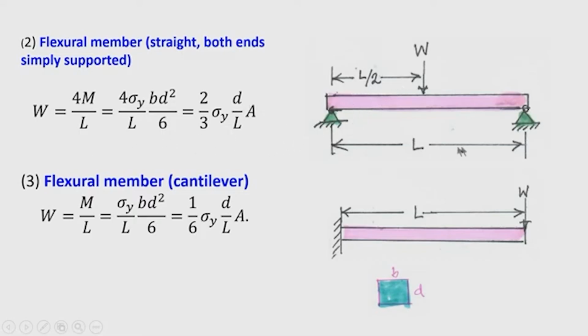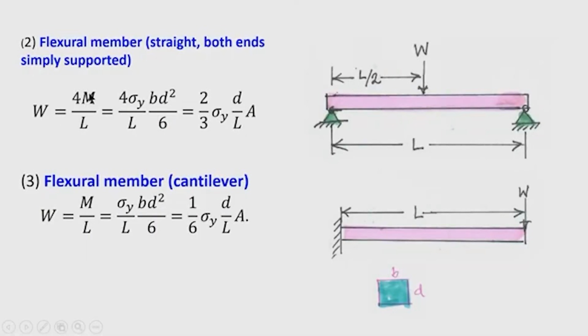The reactions are W by 2 and W by 2, and if we take moment at the center, it will be W by 2 into L by 2, that is the bending moment at the center. So, W by 2 into L by 2 is W L by 4. So, maximum bending moment is W L by 4, and therefore, the maximum stress we can calculate as M by Z. So, now W is nothing but 4 M by L. So, M is sigma y B d square by 6, where B d square by 6 is the section modulus of the cross section. The cross section is a rectangular.